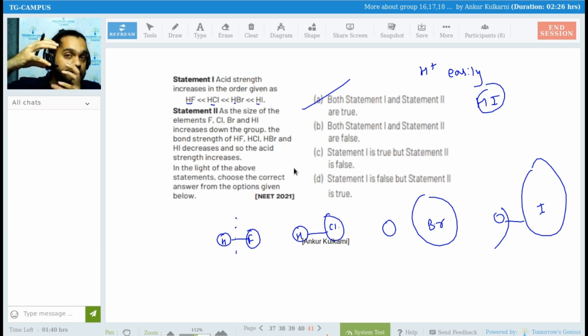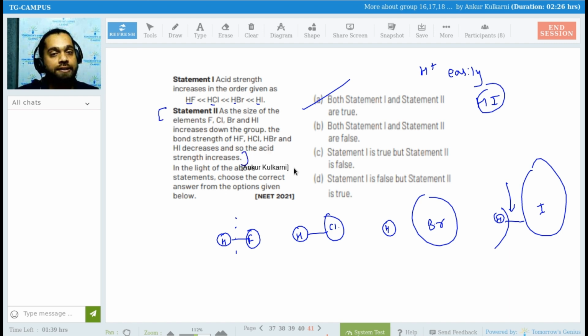In HCl, the Cl size increases a little bit. In Br, the size has increased by a large number. Iodine is like ant and elephant, very huge size. So Anthony, can hydrogen hold iodine? Can your ant ever hold an elephant? Can your ant go for a walk with an elephant? No, obviously. So this H will break easily. That's why it is a strong acid, and that is exactly what is given in statement 2. Is it clear? So both statement 1 and statement 2 are true.